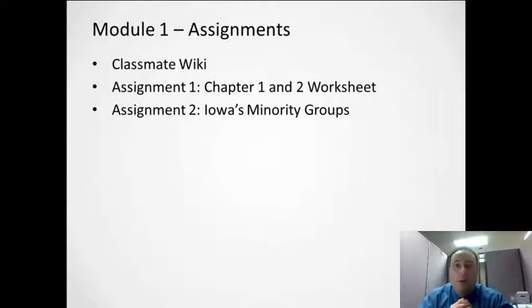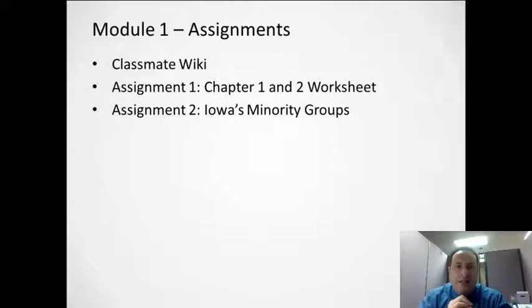So looking at your Module 1 assignments, first there's a classmate wiki that you'll need to fill out. You're going to cut and paste a picture in, and then you're going to copy and paste the questions. I completed one, so you can just use my example. Assignment 1's are really straightforward. It's a worksheet you're going to go through as you read and answer the questions. Some of them are why do you think, so again, be sure to contribute on that.